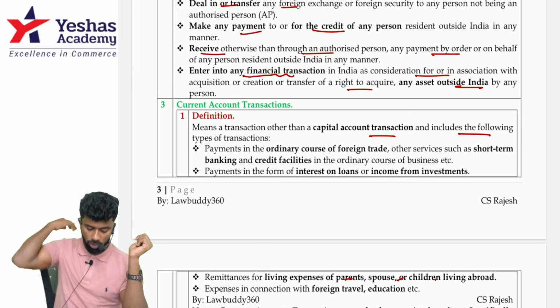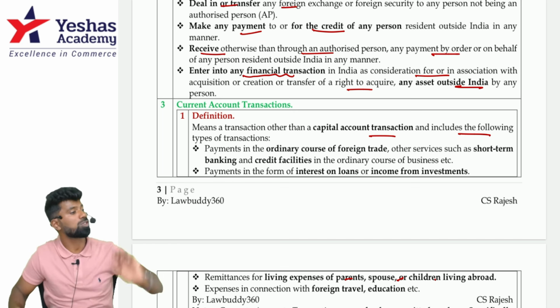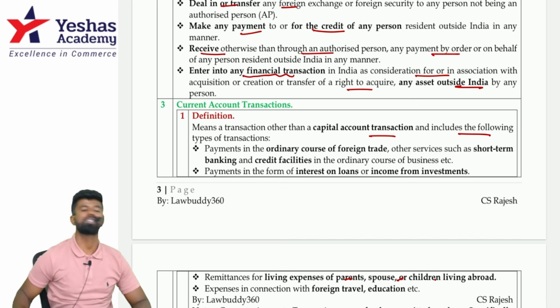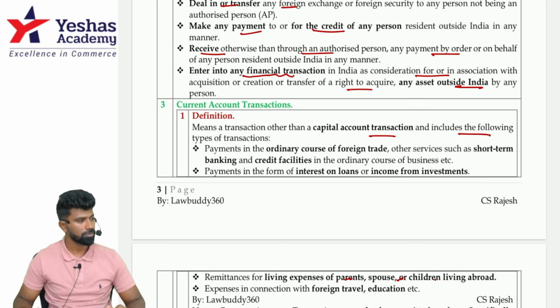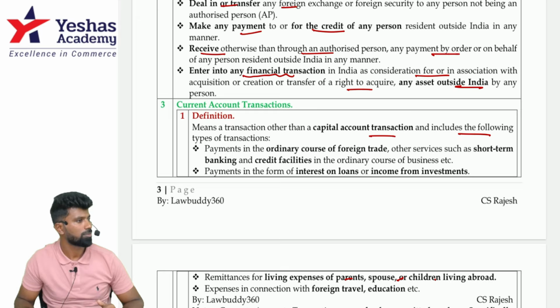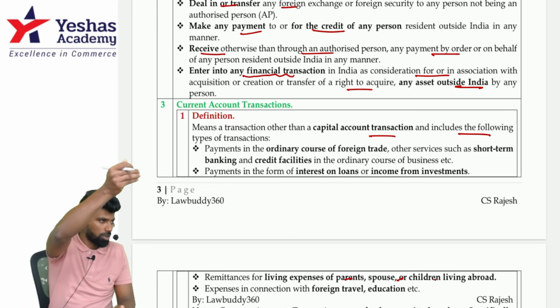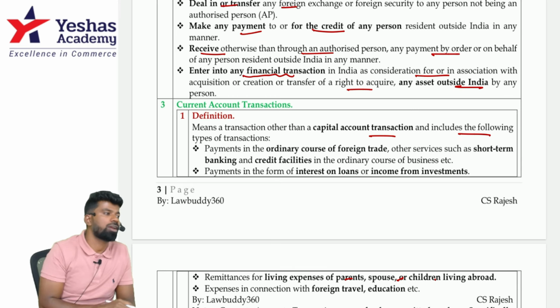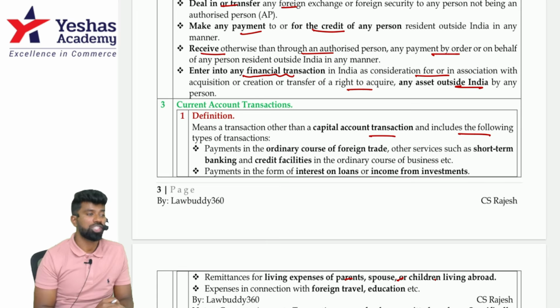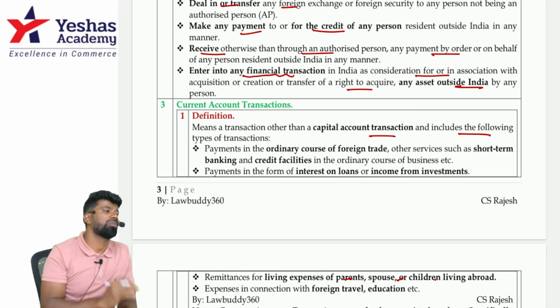It also includes the following types of transaction. What is the first one? Any payment made in the ordinary course of business. You buy goods from abroad and you make payment. It is what transaction? You buy goods from USA and you make payment. Is it current account or capital account? You buy machinery from USA. No, it is current account transaction.